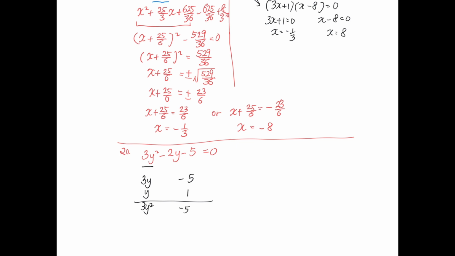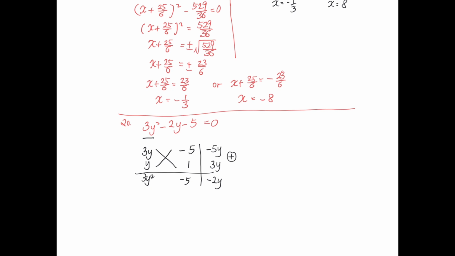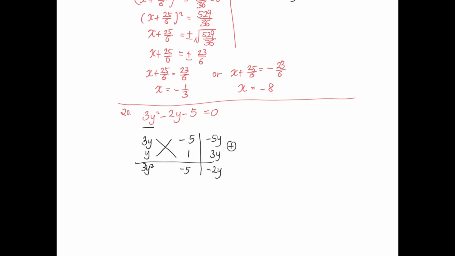Now we cross. When you cross, we want to check whether we can get the middle term or not. So y multiplied with minus 5, we get minus 5y. And 3y multiplied with 1, we get 3y. Then you add these up: minus 5y plus 3y, you get minus 2y. If you get the minus 2y in the middle, that means factorization works. So if factorization works, you take it in this way and this way.